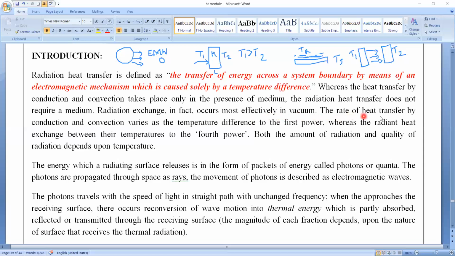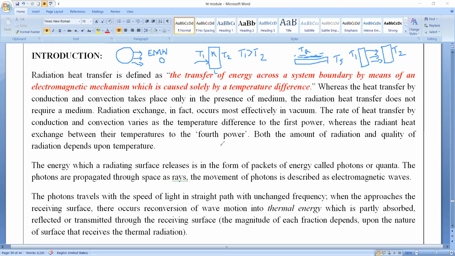The rate of heat transfer by conduction and convection varies as the temperature difference to the first power, whereas radiant heat exchange varies as the temperatures to the fourth power. Both the amount of radiation and the quantity of radiation depend on the temperature. So this is very important. The rate of heat transfer in conduction and convection varies with the temperature difference to the first power.